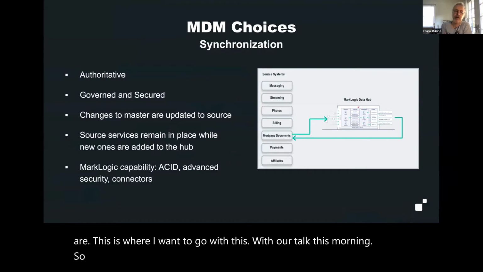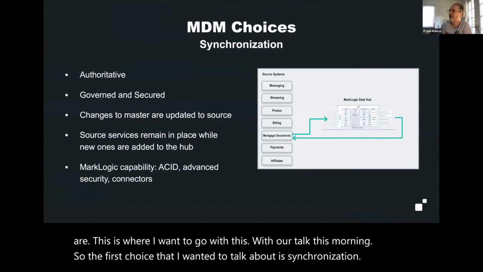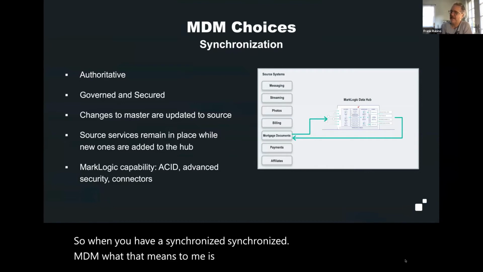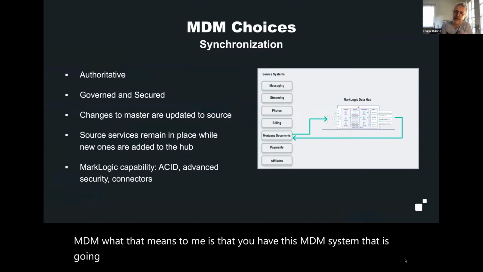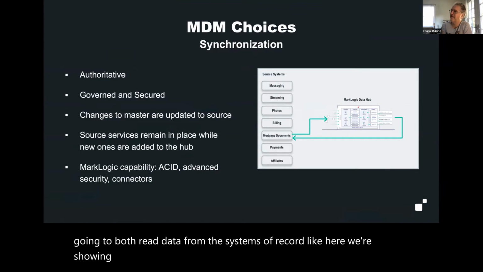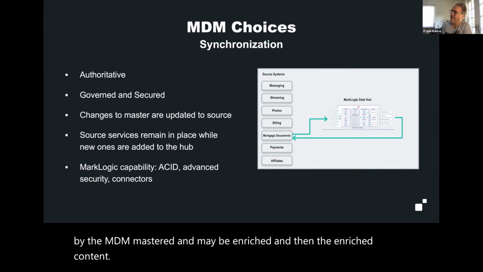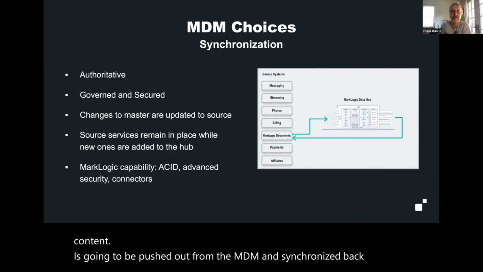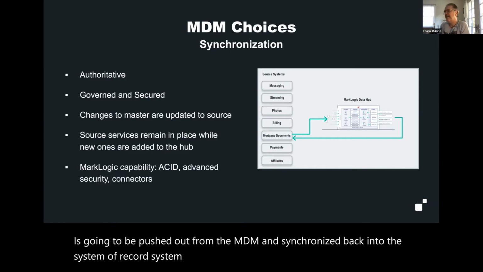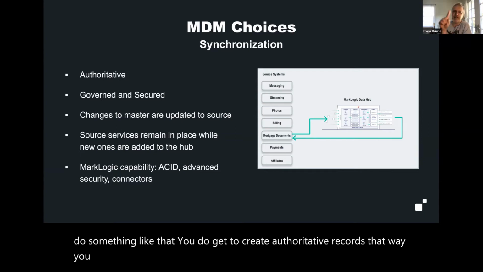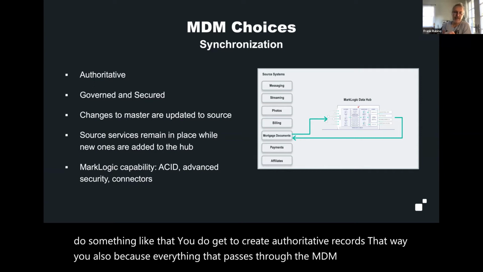So the first choice that I wanted to talk about is synchronization. When you have a synchronized MDM, what that means to me is that you have an MDM system that is going to both read data from the systems of record, like here we're showing a mortgage documents system of record that's being consumed by the MDM, mastered, and maybe enriched, and then the enriched content is going to be pushed out from the MDM and synchronized back into the system of record repository. So why would you do something like that? Well, you do get to create authoritative records that way. You also, because everything that passes through the MDM, and even if it's reconsumed with an authority.